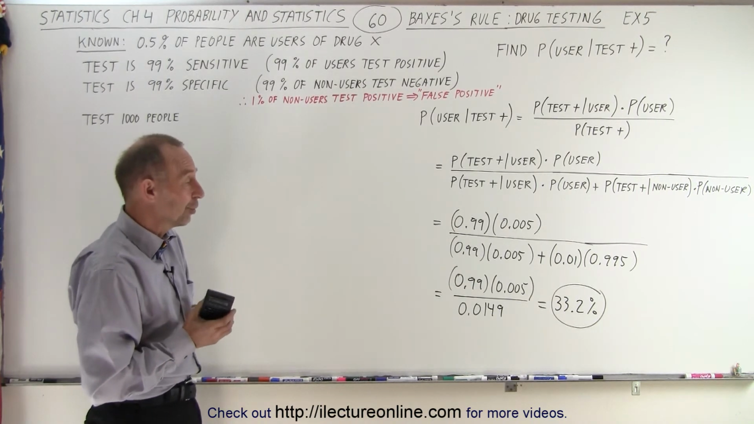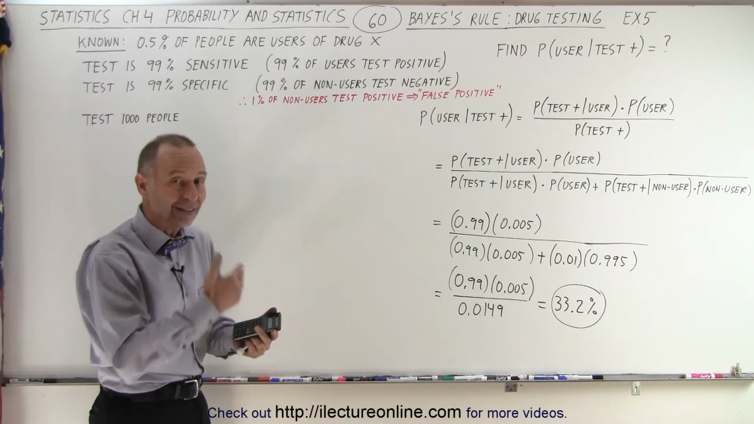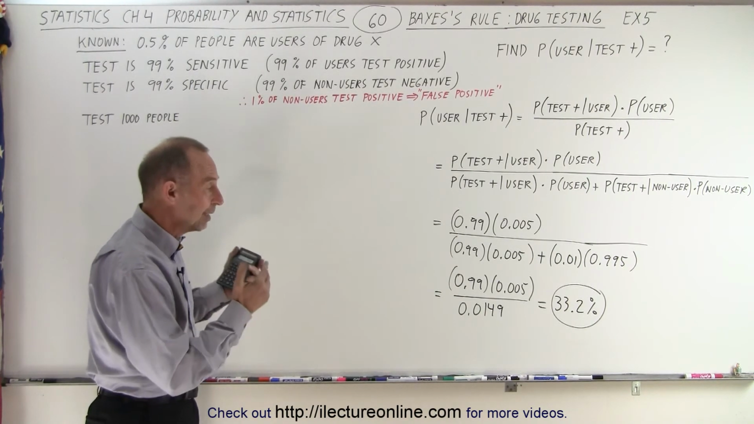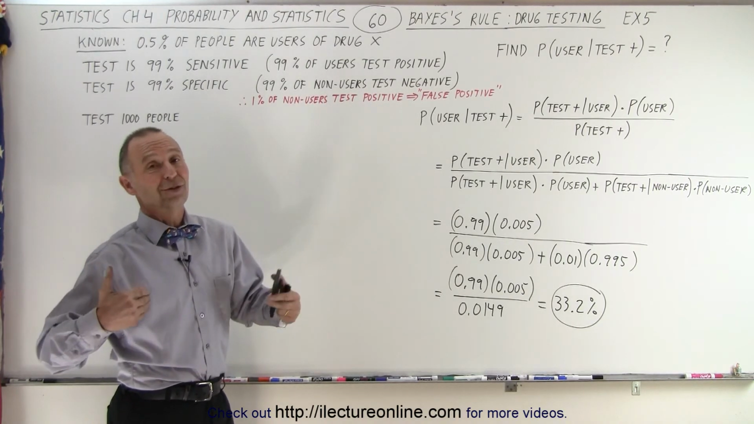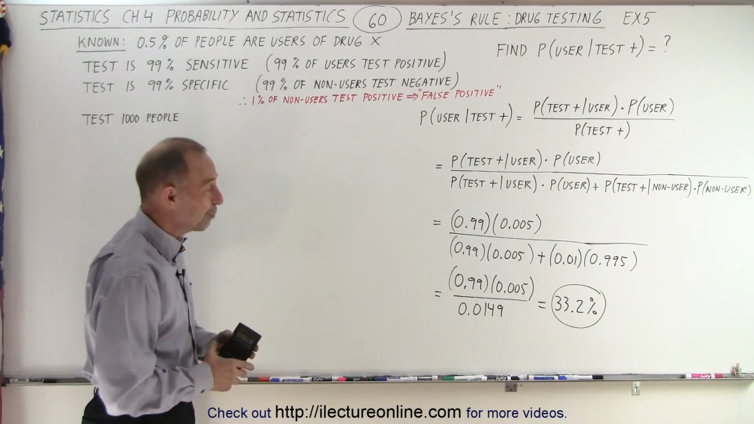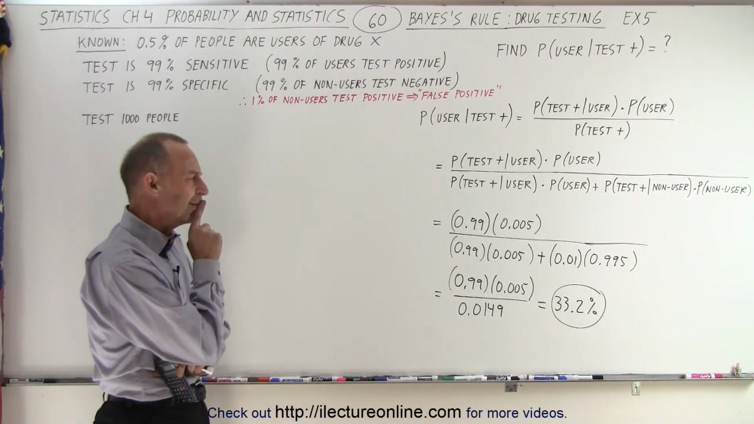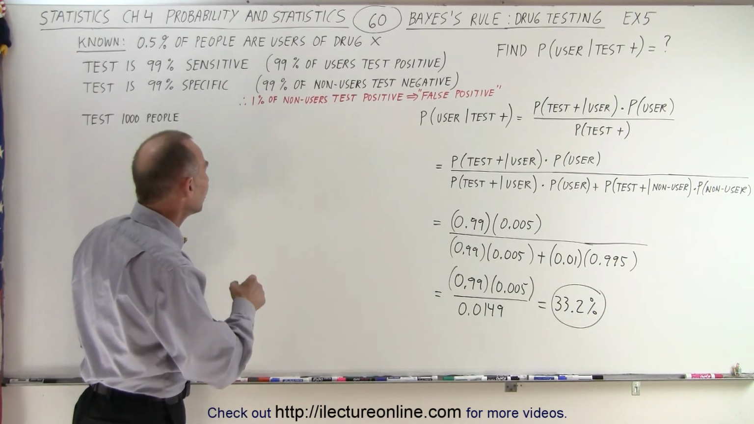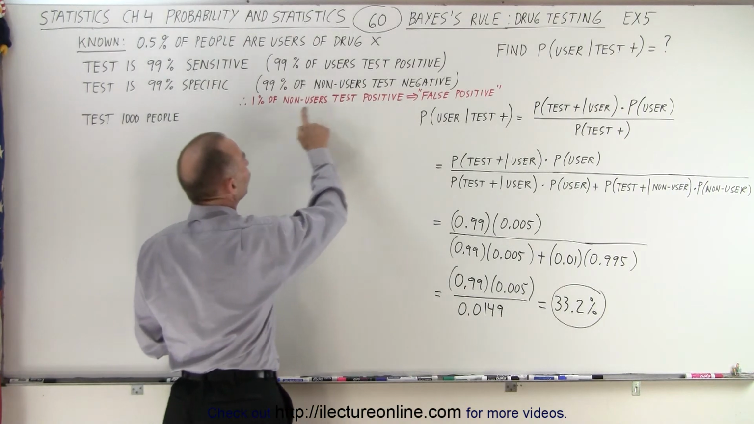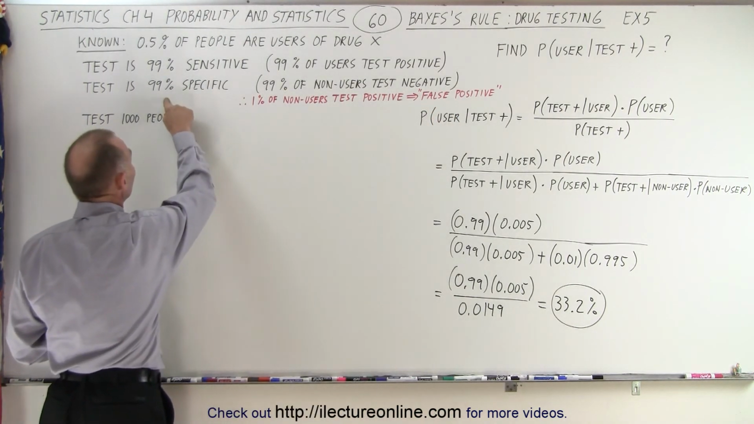So probably with this particular test, you want to take the test several times to see if you get the same result over and over again, because obviously 2/3 of the people that test positive are non-users and they don't want to be accused of being a user. So that's what you have here. So the question is, what may improve this? And what will actually improve this is having a smaller false positive number. So in other words, you want a higher specificity.